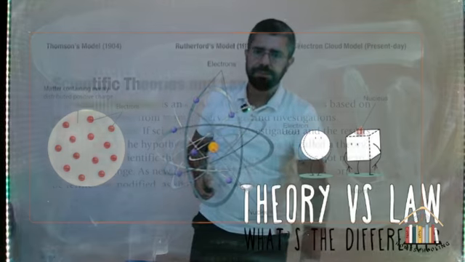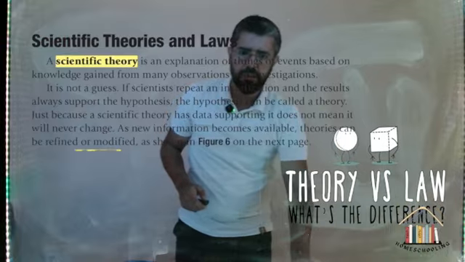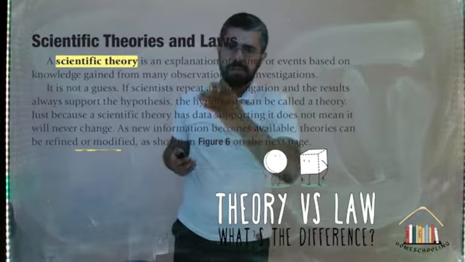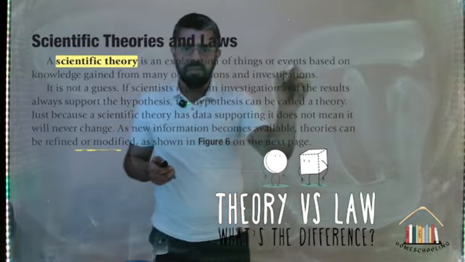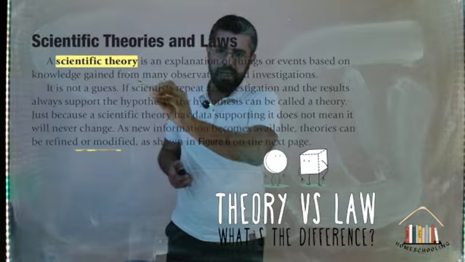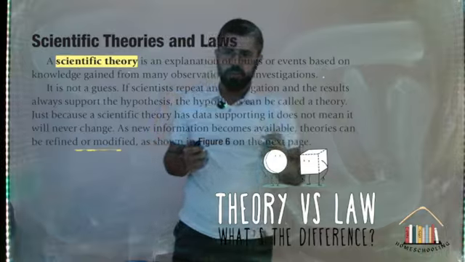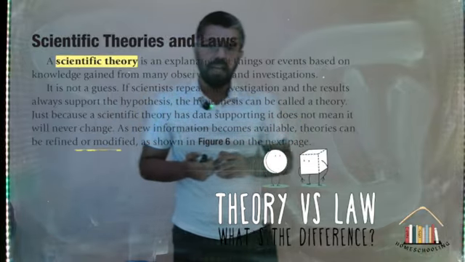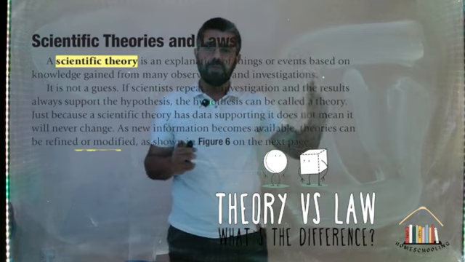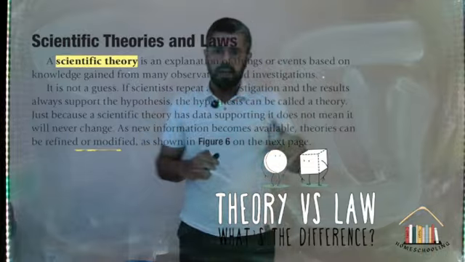Yes, we continue. So, I think this is the last part of this section, defining the difference between theory and law. By definition, a scientific theory is an explanation of things or events based on knowledge gained from many observations and investigations. All right, so this is what we call a theory. Theories, like models also, develop through the years. So for example, we have old theory, modern theory, and current theory. Theories are developing through the years.